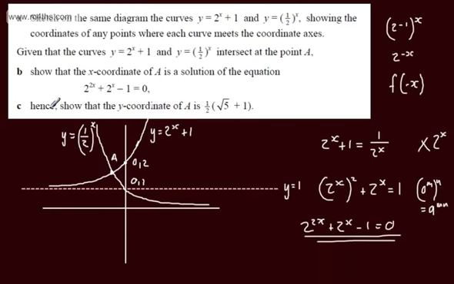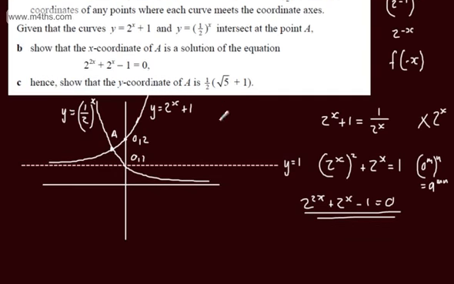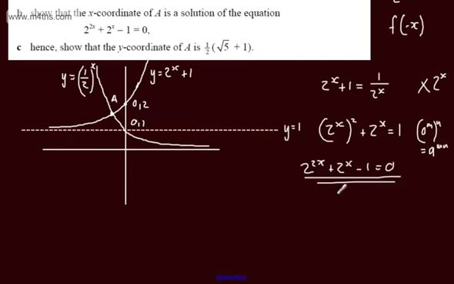In part C it says, hence show that the y coordinate of A is 1/2 the quantity root 5 plus 1. So what we need to do is go ahead and solve this quadratic, which is a quadratic in 2 to the x. You could go ahead and just go straight at it. Alternatively, you could use a substitution. Let p be equal to 2 to the x.